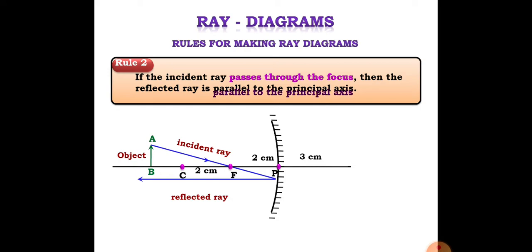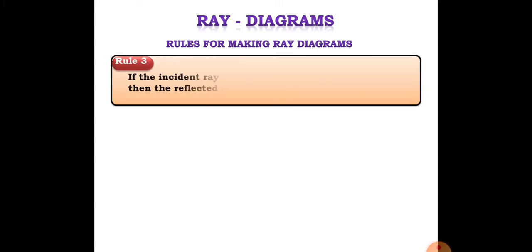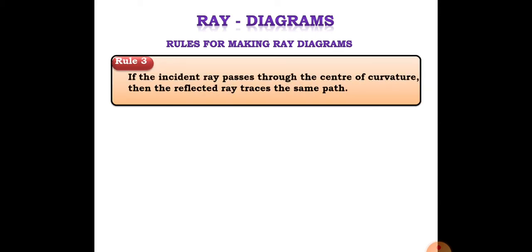Now rule number 3. Rule number 3 says, if the incident ray passes through the center of curvature, then the reflected ray traces the same path. What is the rule? If the incident ray passes through the center of curvature, meaning now the ray will pass through C, then it traces the same path after reflection.